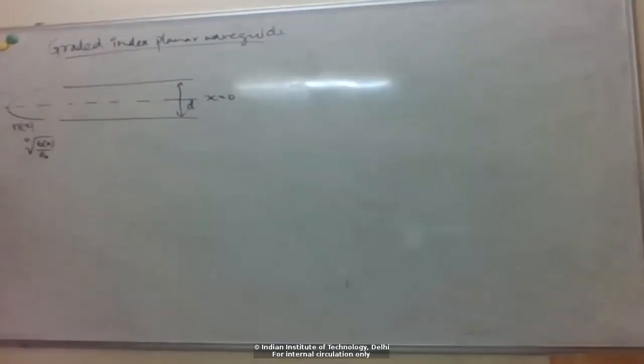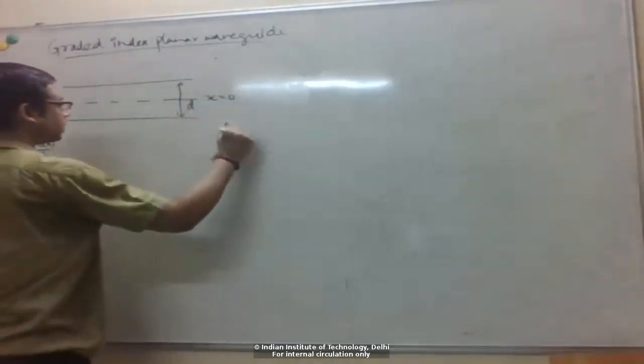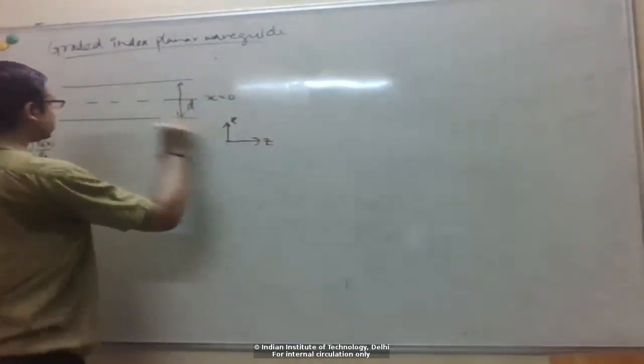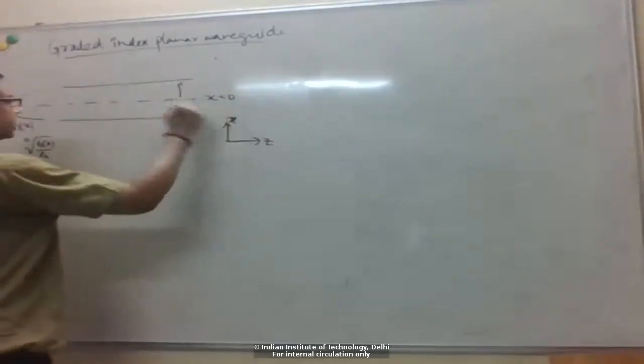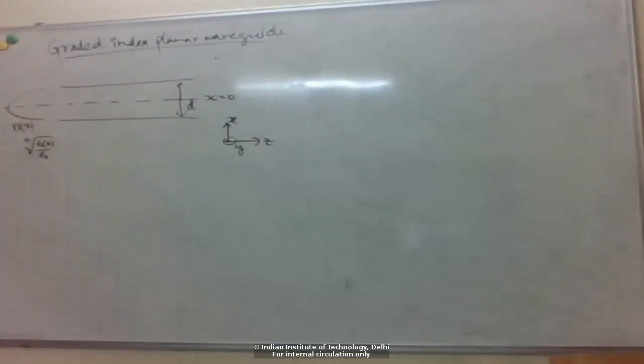So recall that when we were deriving the wave equation, the coordinate system, let me write that again. So z is the propagation direction, x is the transverse direction, and y is the remaining direction.